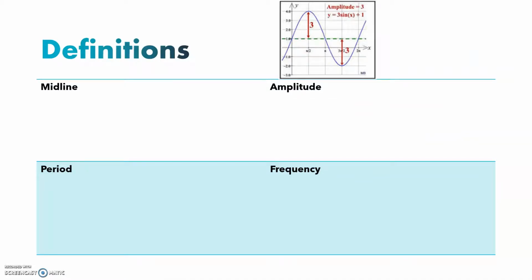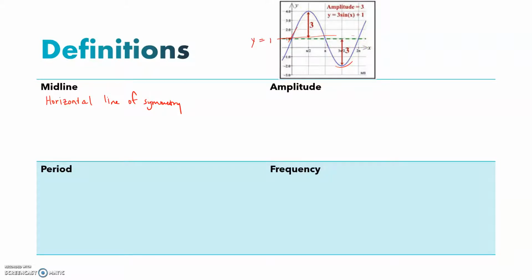Some definitions before we start graphing, just so you know what these words mean. The midline is going to be a horizontal line of symmetry. It's the line that cuts the graph in half. So for this particular example, I just put an example here so it's easier to talk about. Y equals 1 is going to cut our graph in half. We have equal amount above and below.